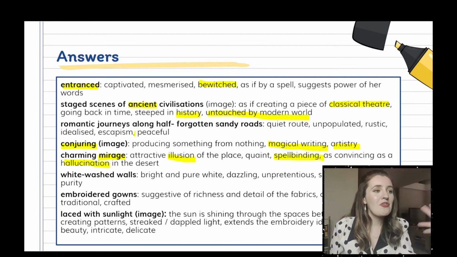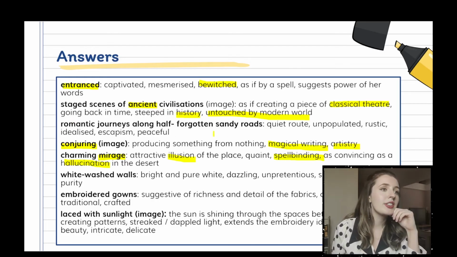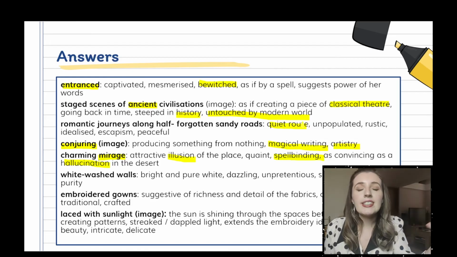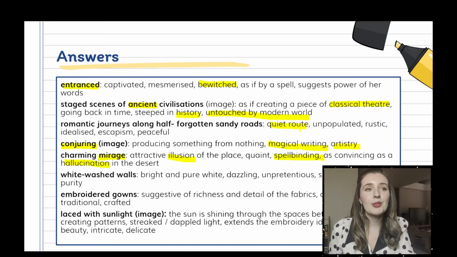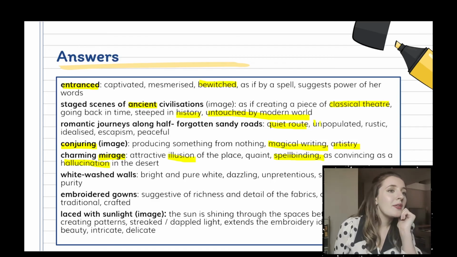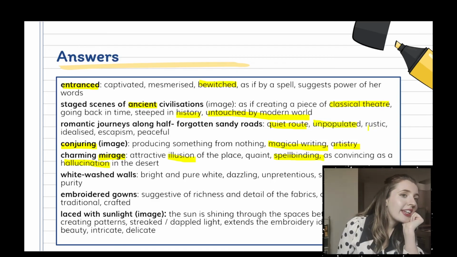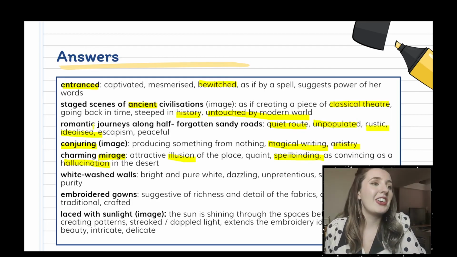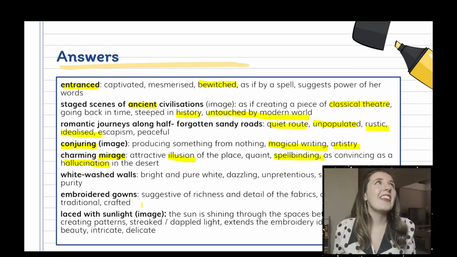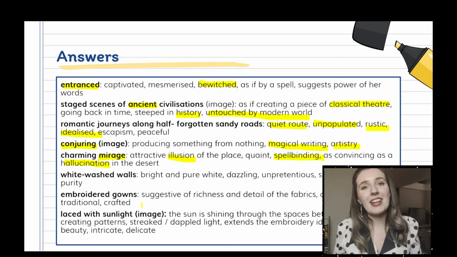Next, you've got some romantic imagery, I would say, in the last ones that I've not spoken about. So romantic journeys along half-forgotten sandy roads. So firstly, you could say it shows that it's a quiet place, unpopulated, not bothered by people, not crowded, not like a hustle and bustle city or something. Showing it's unpopulated, it's rustic, which means it's in the countryside. Quite an idealised image. Like we all think, oh, going to nature would be wonderful and magical.